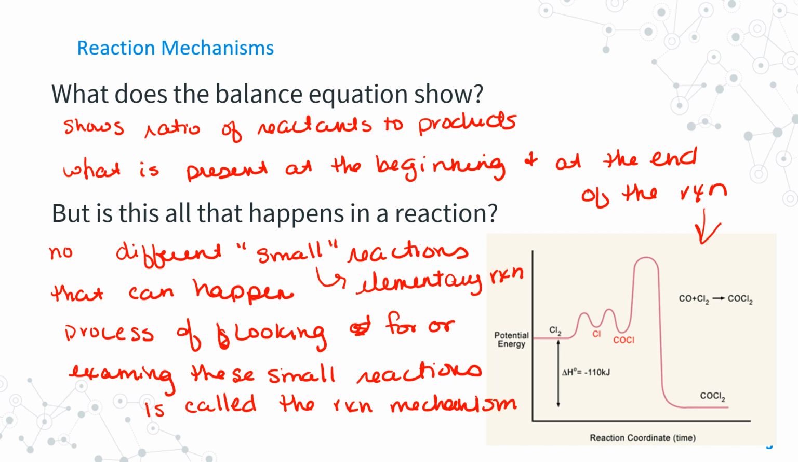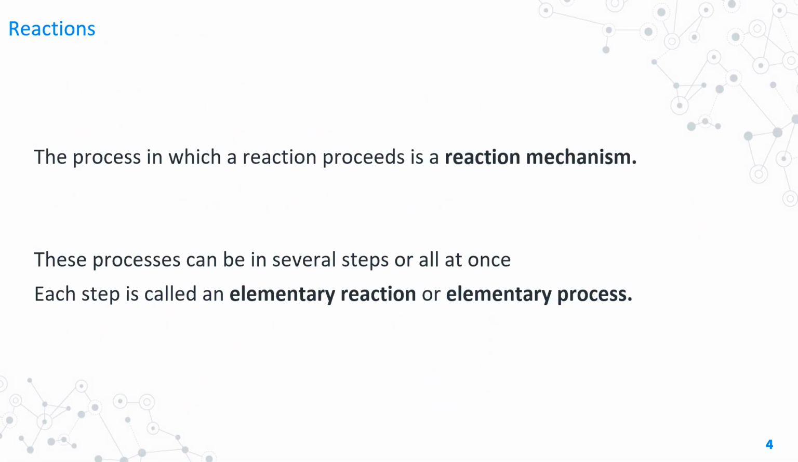It's saying first I'm going to make this, and then I'm going to make this new product, and then I'm going to do the hard work and make my final product. So that's kind of why our reaction mechanisms don't always look like they just have one. Often they have multiple humps. The process in which a reaction proceeds is called its reaction mechanism. The process can be several steps. Each step is called an elementary reaction or elementary process, and we've talked about those already in Unit 6.